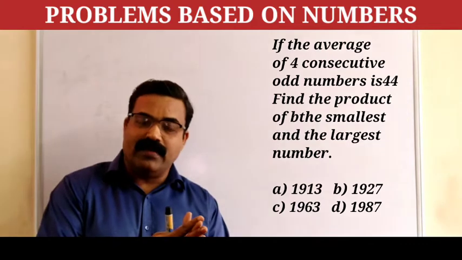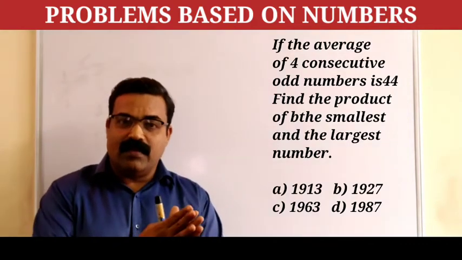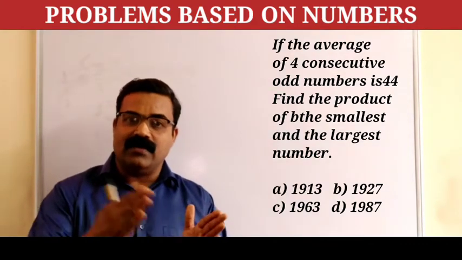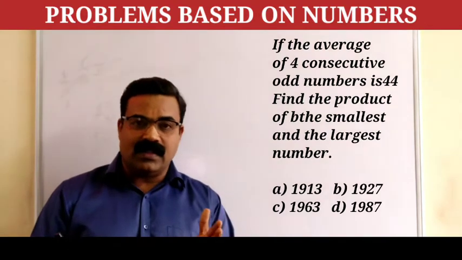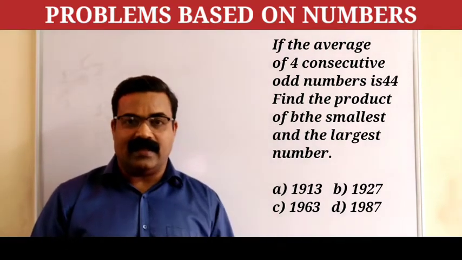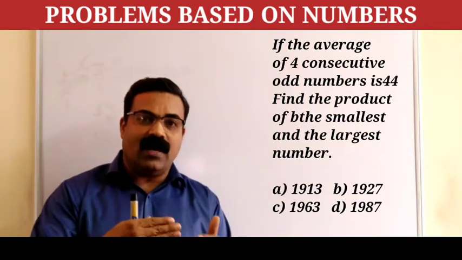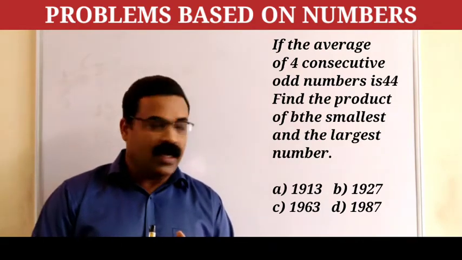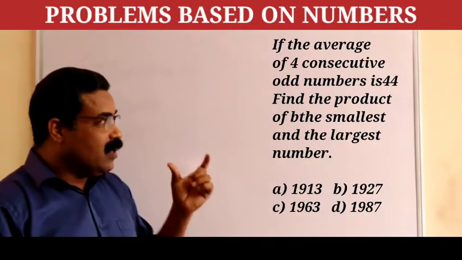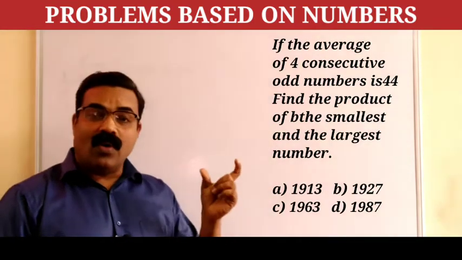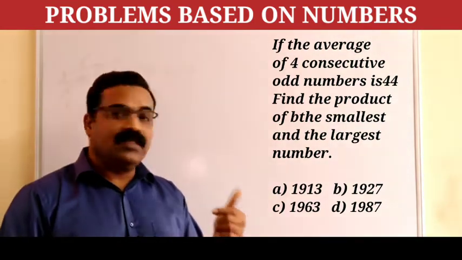We know what are odd numbers and what are even numbers. Odd numbers are numbers like 1, 3, 5, 7. Even numbers are numbers like 2, 4, 6, 8. So between 2 odd numbers or between 2 even numbers, the difference is 2. Accordingly we have to take 4 consecutive odd numbers and their average is 44.